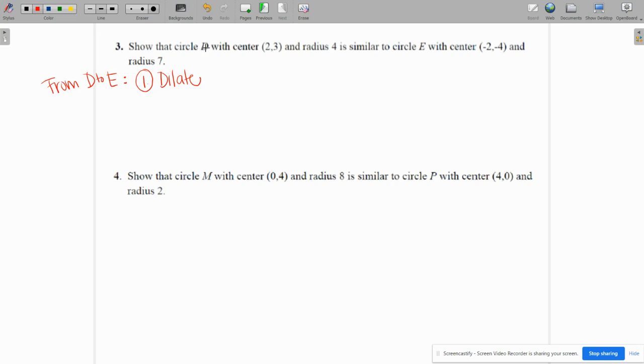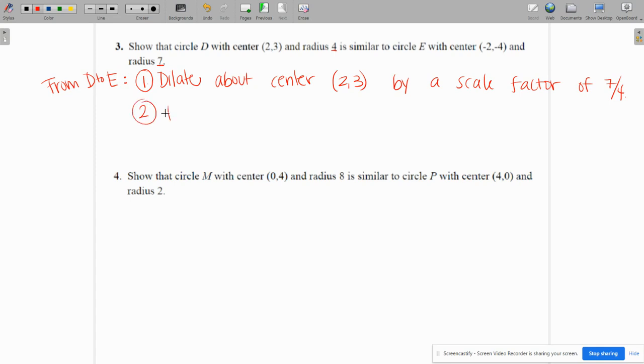So if I want to go from circle D to circle E, I'm going to dilate about this circle's center. So about center 2, 3 by a scale factor of new over old. So new is going to be 7 if I'm going from D to E. So 7 over the old over 4. So 7/4.